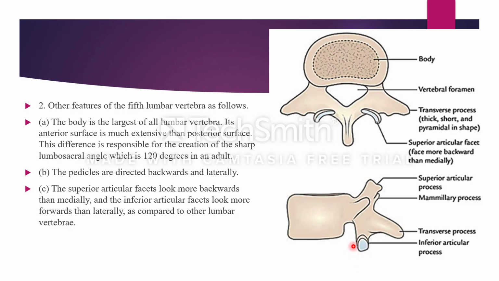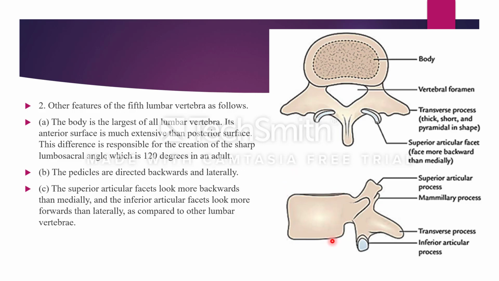The facets on the inferior articular processes are facing laterally. The body is the largest of all lumbar vertebra. Its anterior surface is much more extensive than the posterior surface. See here, this anterior surface is much more extensive than the posterior one.